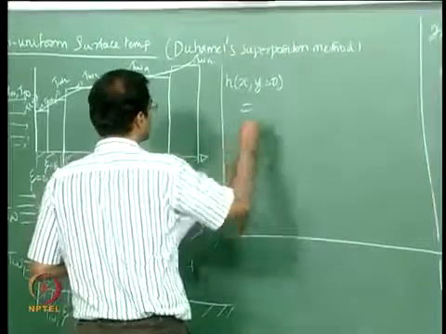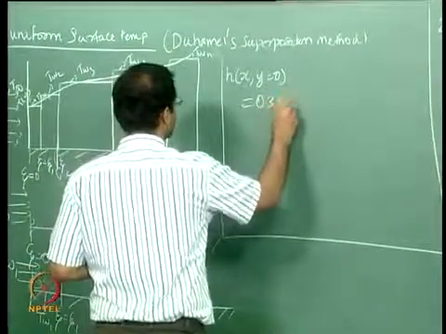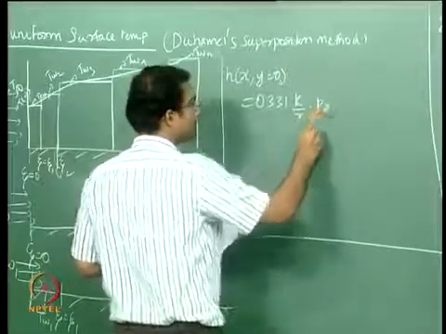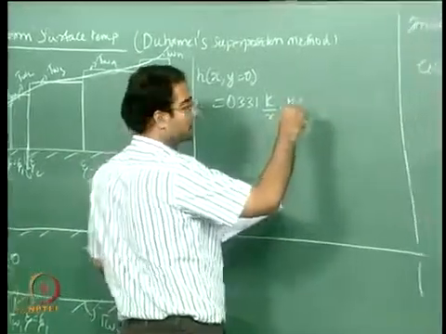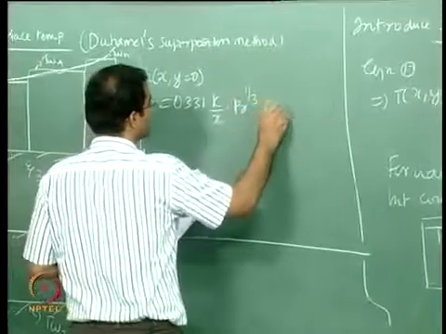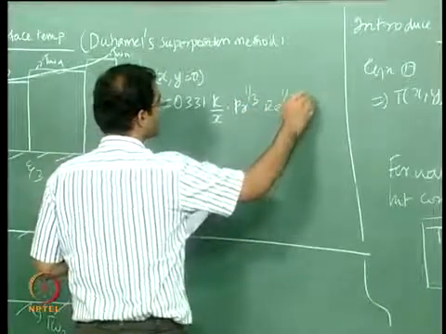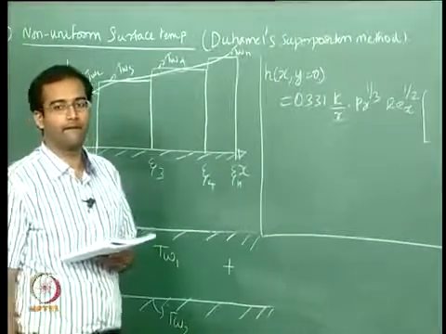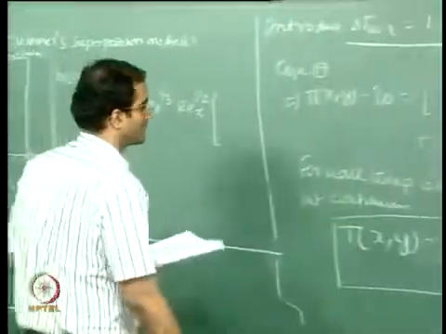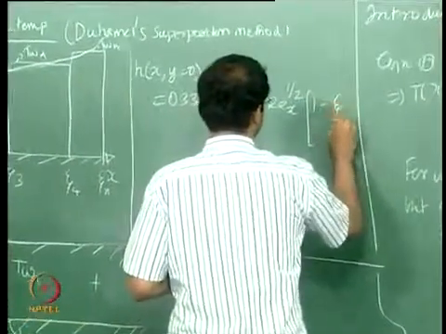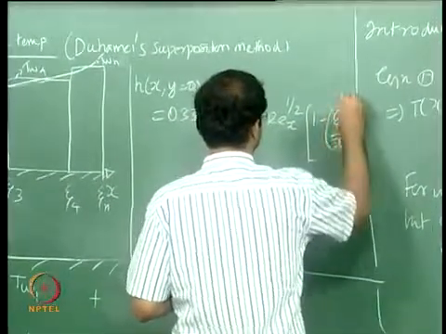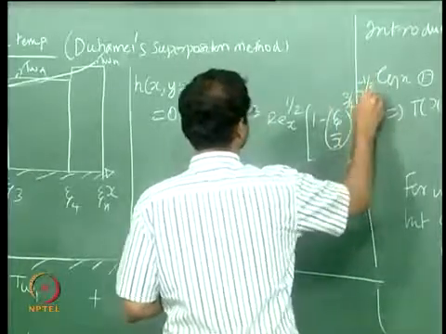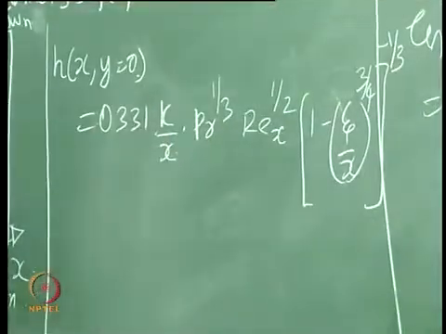Do you recollect that? 0.331 k by x into Prandtl number to the power what? 1 by 3, Re power 1 by 2, into 1 minus zeta by x the whole power 3 by 4, the entire thing power minus 1 by 3. This is what we had derived.